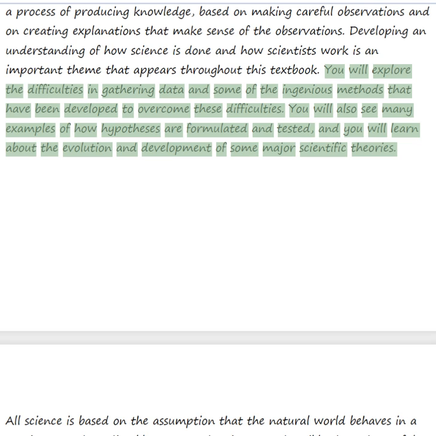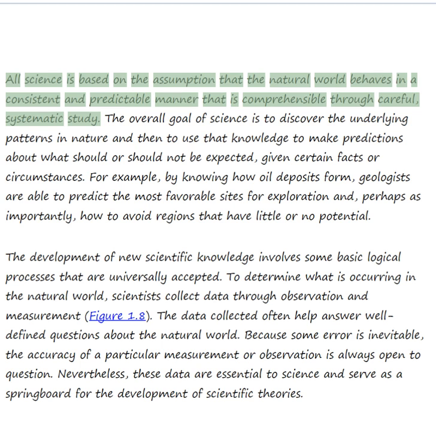You will also see many examples of how hypotheses are formulated and tested, and you will learn about the evolution and development of some major scientific theories. All science is based on the assumption that the natural world behaves in a consistent and predictable manner that is comprehensible through careful, systematic study.